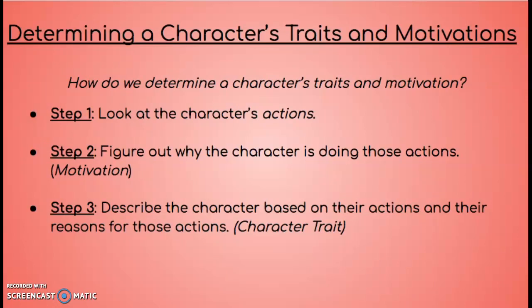Now let's look at how we determine a character's traits and motivations. There are 3 steps listed right here. First, let's look at the character's actions. What are they doing throughout the story? What actions do they take? Step 2, we want to figure out why the character is doing these actions. What is their motivation behind doing these actions? And step 3, we want to describe the character based on their actions and their reasons for the action. So that's the character trait.